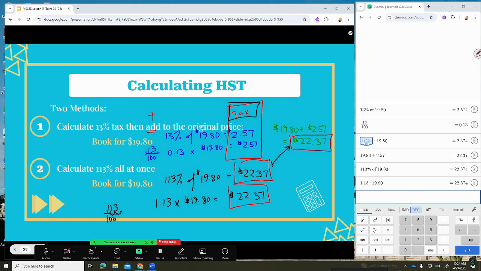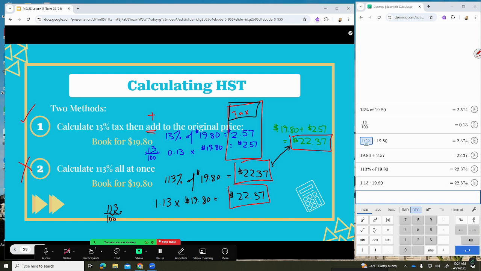The difference is in the amount of steps you use to get there. It's your preference. Do you want to just skip right to the end? Skipping to the end is great if it's asking what you actually pay, if it's asking for the total. If you have to show the amount of taxes, don't use method 2. Don't calculate 113% all at once. If you have to show what the taxes are, you're going to need to show method 1, first find the tax, and then add it together.